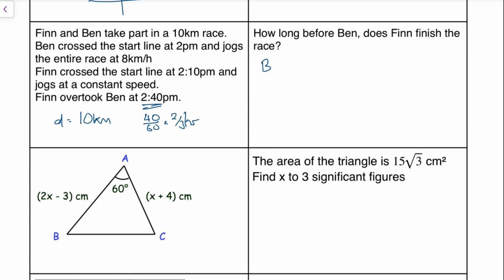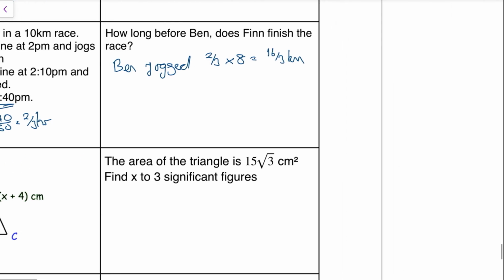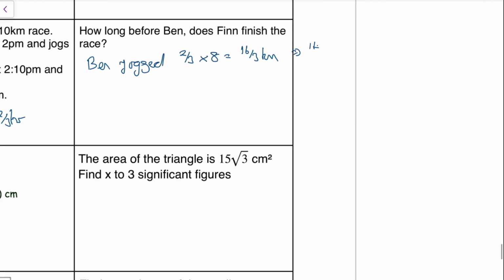Ben has jogged 2/3 of an hour at 8 kilometers an hour, which is 16 over 3 kilometers. Now, remember, that's where they just cross over. So they cross over at 16 over 3, which means 10 minus that, 14 over 3 left.